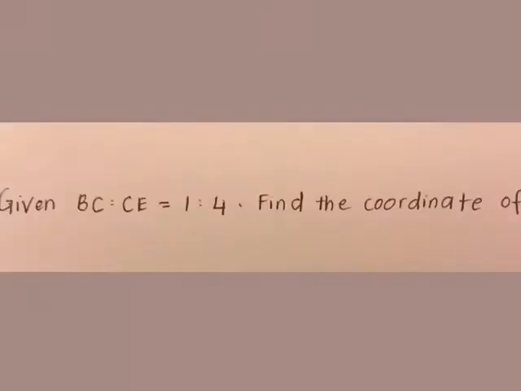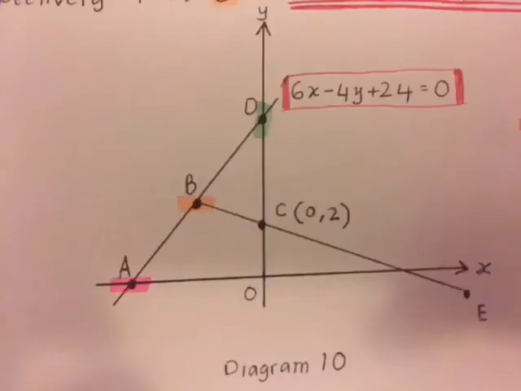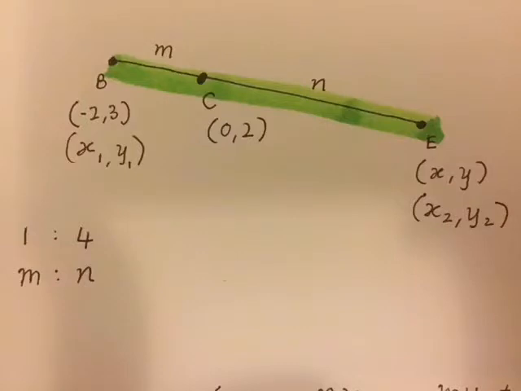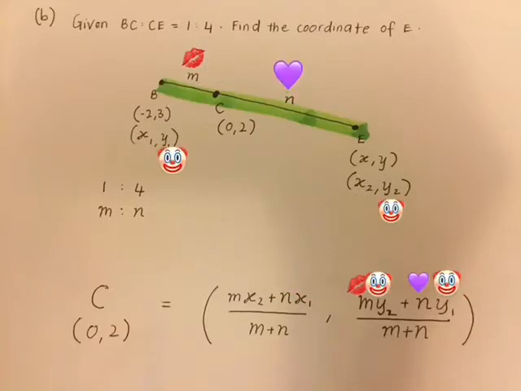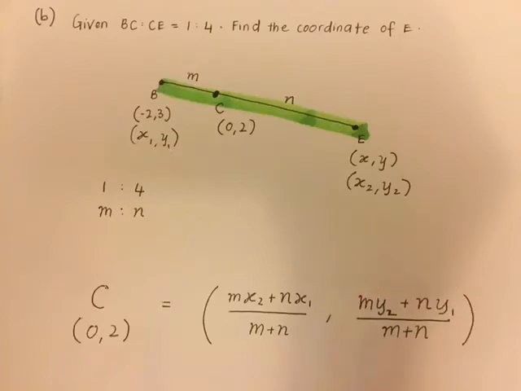Given BC to CE is 1 to 4, find the coordinates of E. From Diagram 10, the line BCE is there, so we highlight it and bring it out. From the line BCE, we can see that C is the divisor of the line segment. So we can use the formula for the divisor of a line segment, which is (m x2 plus n x1 divided by m plus n, comma, m y2 plus n y1 divided by m plus n). From the diagram, we can also see that B is x1 and y1, while E is x2 and y2.